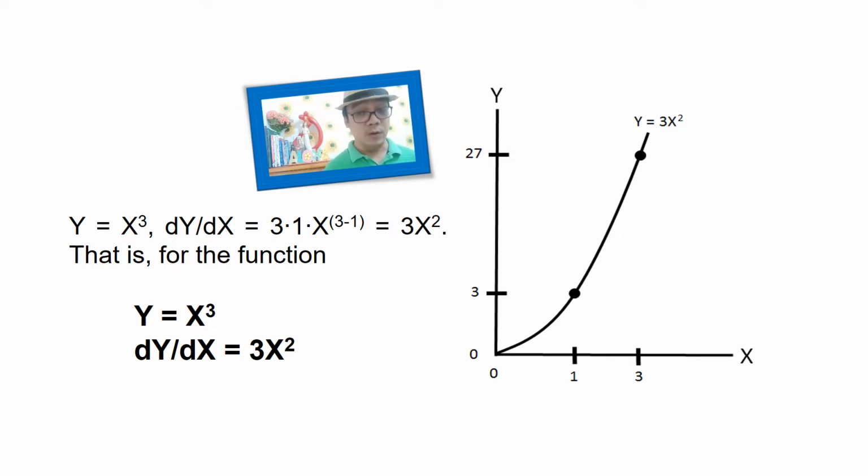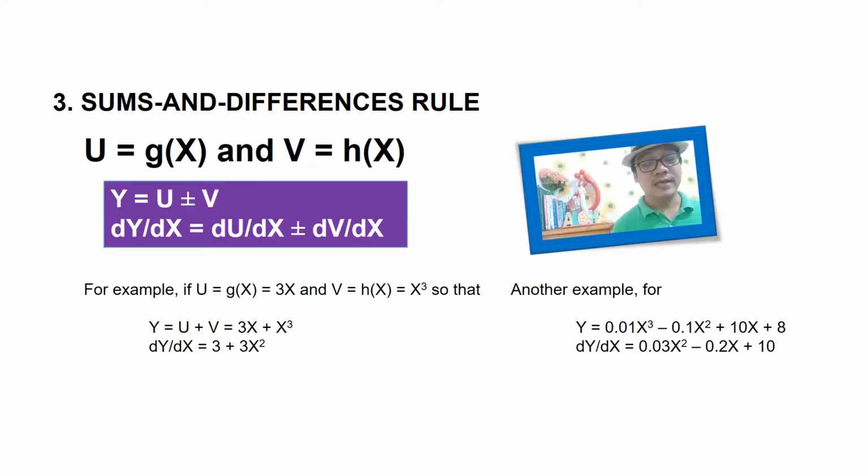This is graphed below. Number 3, sums and differences rule. The derivative of a sum or difference is equal to the sum or difference of the derivatives of the individual terms. Thus, if u equals g of x and v equals h of x, where u is an unspecified function g of x, while v is another unspecified function h of x, then for the function y equals u plus or minus v, dy dx equals du dx plus or minus dv dx.